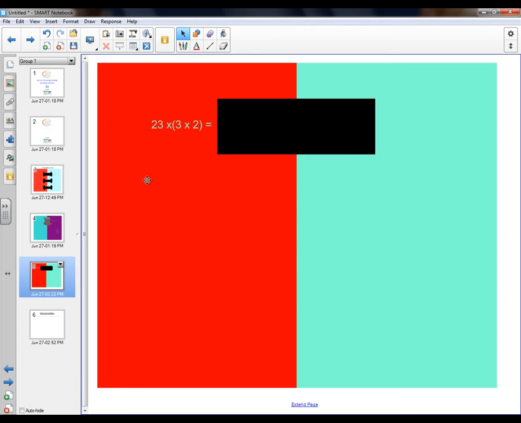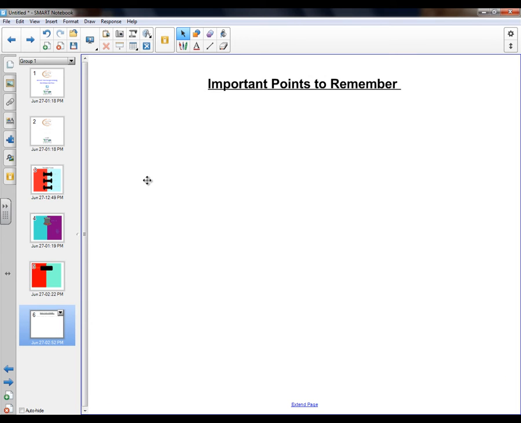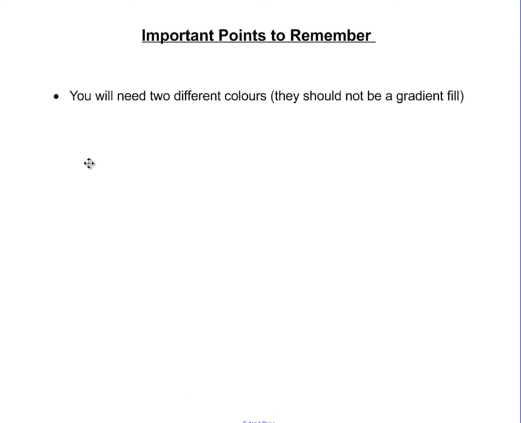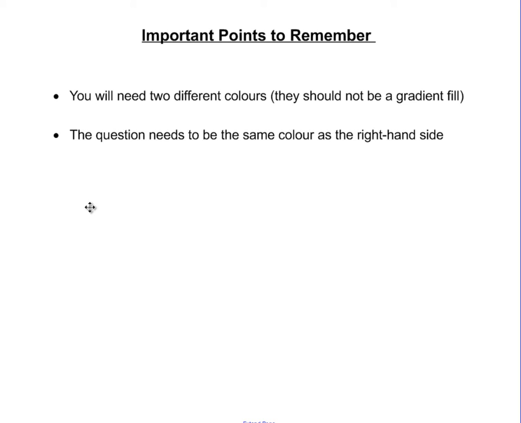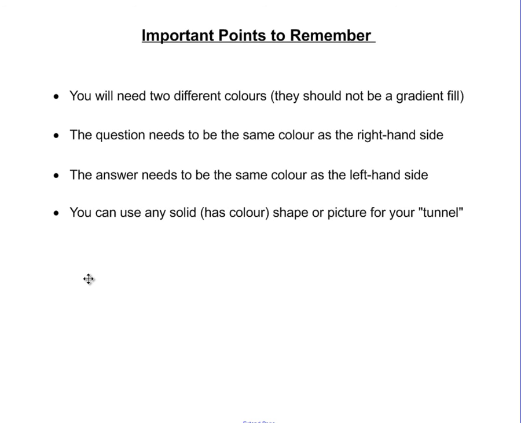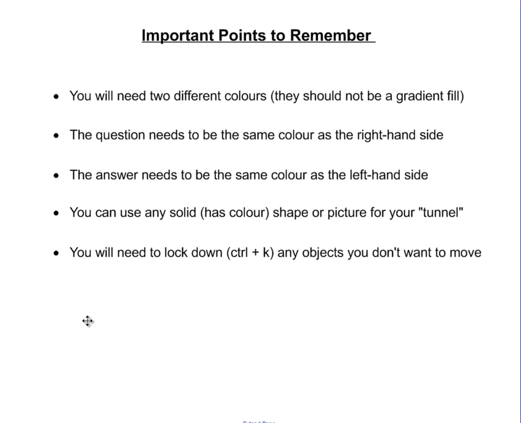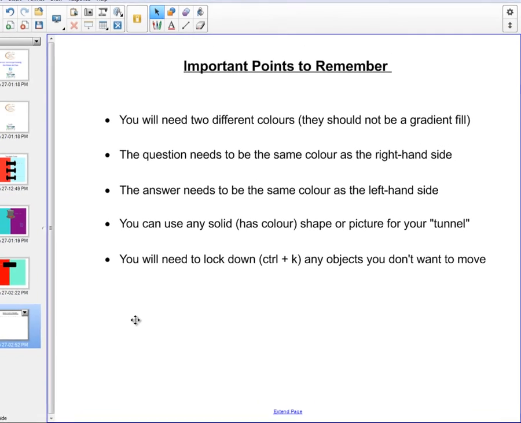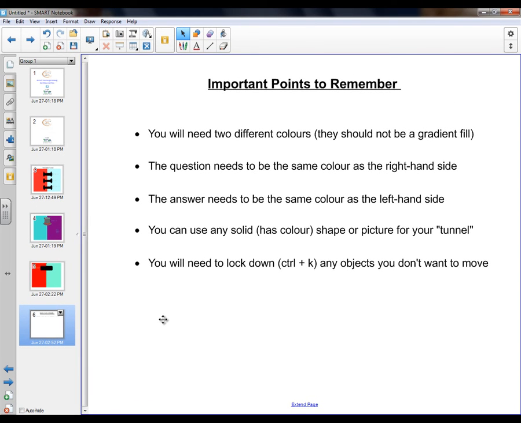There are some important points you will need to remember in order to make this trick work. They are, you will need two different colors. They should not be a gradient fill. The question needs to be the same as the color on the right hand side, and the answer needs to be the same color as the left hand side. You can use any solid, meaning it's got color in it and it's full, shape or picture for your tunnel. And finally, you will need to lock down, remember Ctrl K is a shortcut, any objects that you don't want to move during this trick.